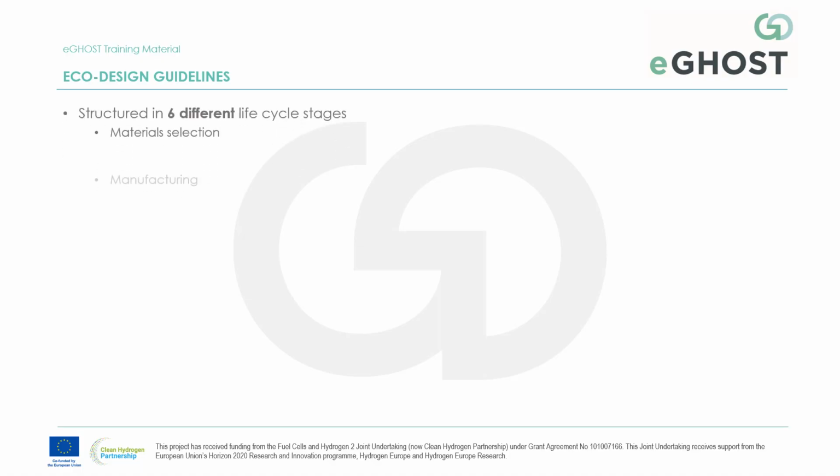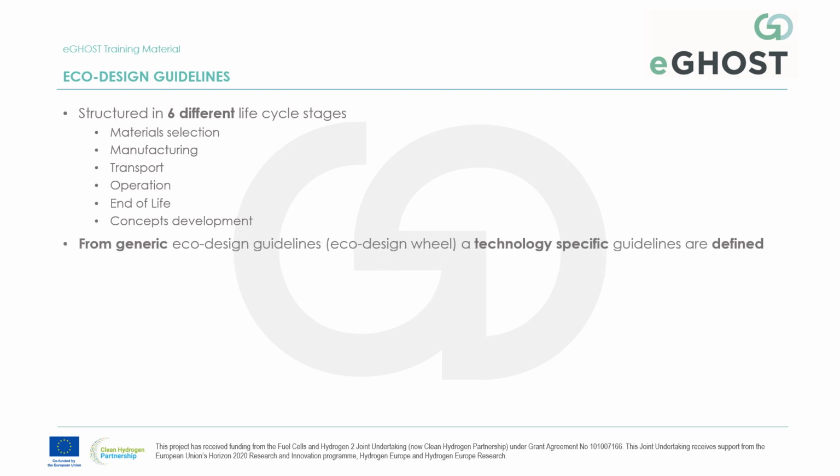The eco-design guidelines are structured for 6 different life cycle stages. So we have the material selection. This is one stage. Then we have the manufacturing, transport, operation, end of life, and concepts development. So first we have the generic eco-design guidelines from the eco-design wheel, and then we defined technology-specific guidelines for PEM fuel cell, for PEM technology, and then also for the solid oxide technology.